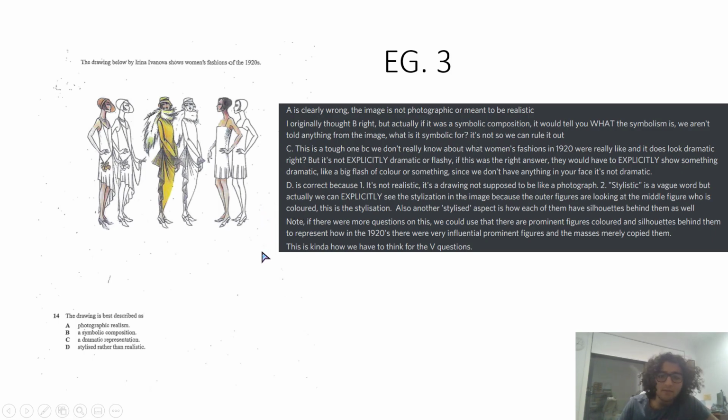Now, if there were more questions on this, we could use the fact, just from looking at it, another thing we could look for is that there are prominent figures that are colored. There's this bright yellow girl. There's this bright girl in the hat. There's this other bright girl, looks like she's wearing a newspaper or something, right? And then next to them, there are silhouettes. This could represent how in the 1920s there were very influential, prominent figures, and the masses merely copied them. There's one massive, prominent, famous figure who wears something, and everyone else copies that.